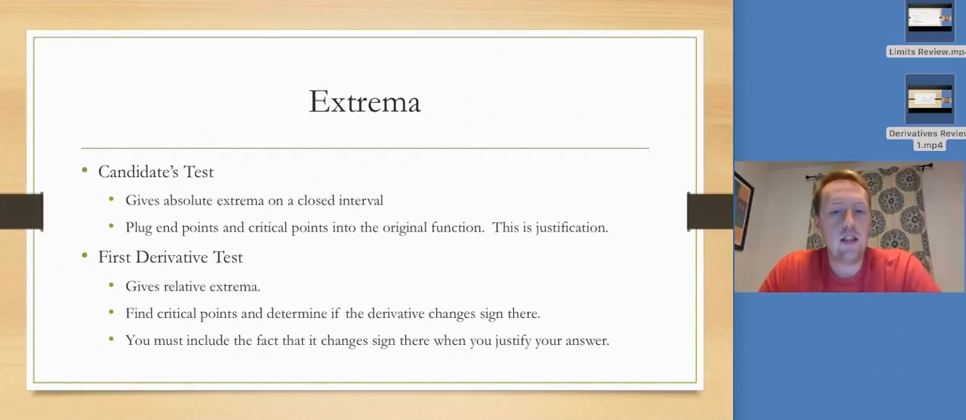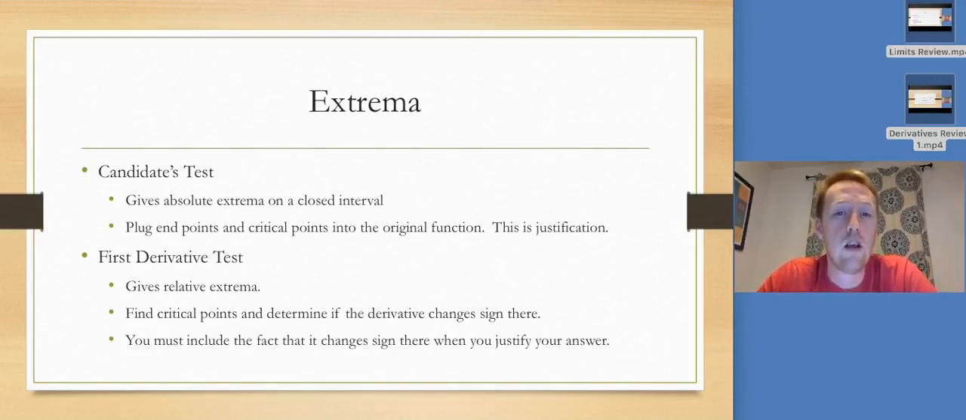Okay, last little bit, we got our candidates test. It gives us absolute extrema on a closed interval. I don't have an example of a candidates test question in here, but I will in a later video. But basically all you do is you plug the endpoints and the critical points into the original function, see which one's biggest or smallest. That's sufficient justification. That's the thing where we make the table of values. The first derivative test gives the relative extrema: find critical points, and determine if the derivative changes sign there. So that's where we make the sign chart.